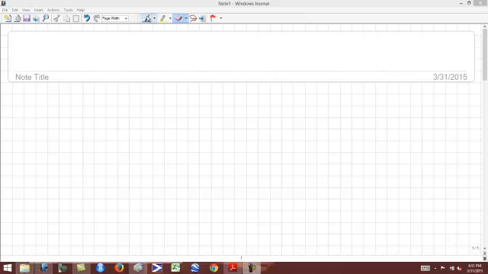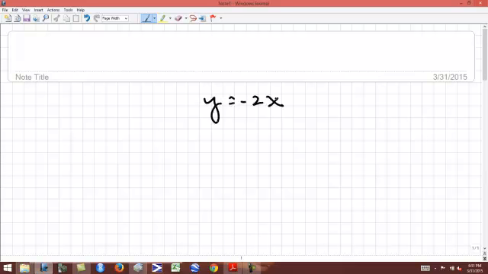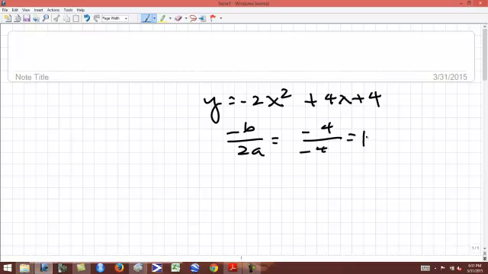Okay, this is about how to reflect points. Now, suppose we have a quadratic equation: y equals negative 2x squared plus 4x plus 4. So the axis of symmetry is minus b over 2a, and so that's going to equal minus 4 over minus 4, or 1. So the axis of symmetry is x equals 1.